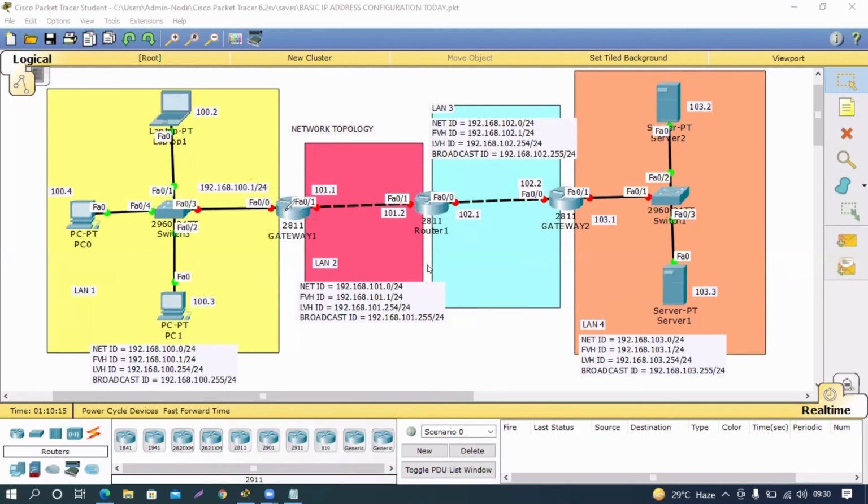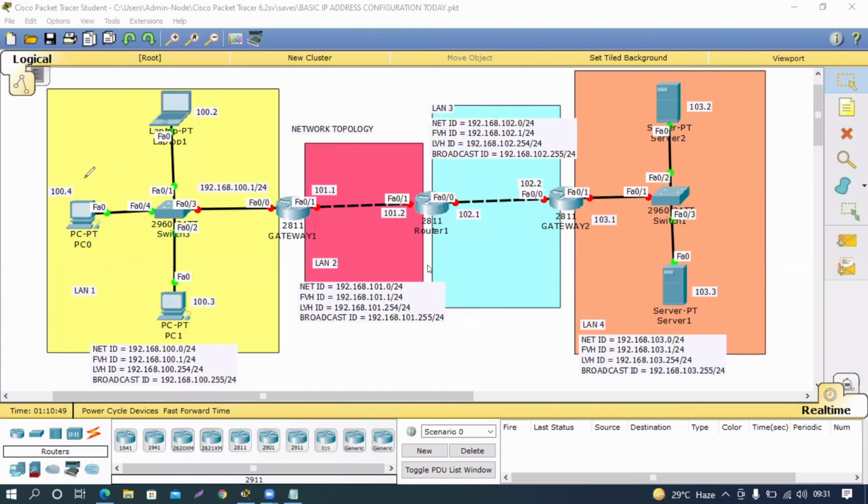So FA0/0 port is connected to which LAN? LAN 1. FA0/1 is connected to which LAN? LAN 2. Similarly, FA0/0 is connected to which LAN? LAN 3. FA0/1 is connected to LAN 4.